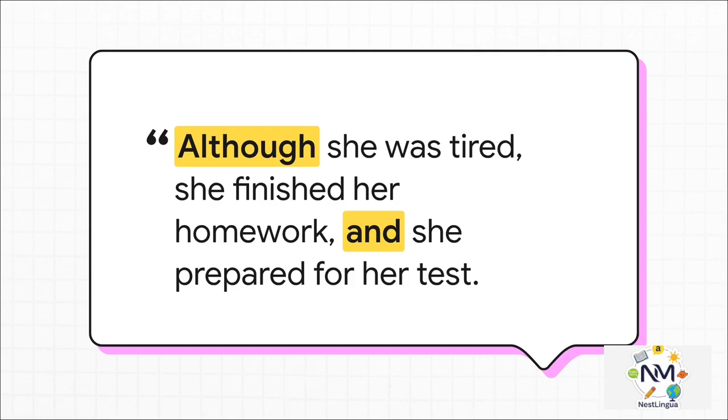Let's break this example down piece by piece. That first part, although she was tired, see how that can't stand on its own? That's our dependent clause. It leans on the rest of the sentence. And it's connected to two main ideas. She finished her homework, and she prepared for her test. You've got that subordinating word although at the start, and a classic FANBOYS connector, and, tying it all together. This is how you show really interesting relationships between ideas in just one sentence.